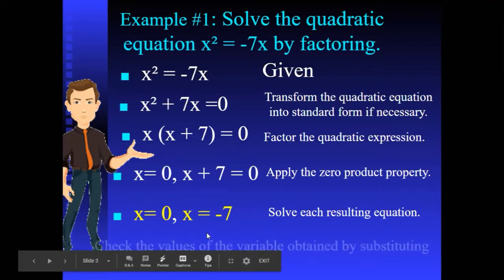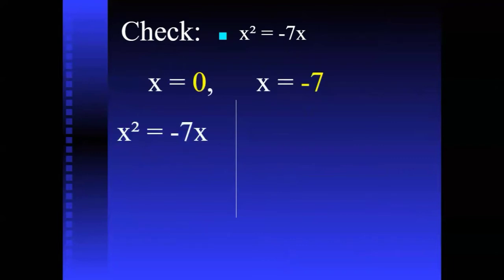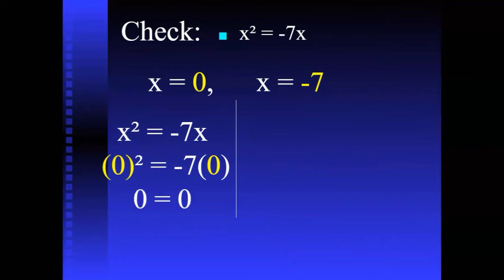Our last step is we will check the values of the variable obtained by substituting each in the original equation. So our given is x squared is equal to negative 7x. That is our original equation. If x is 0, we need to substitute 0 into x. So it becomes 0 squared is equal to negative 7 times 0. So it becomes 0 is equal to 0.